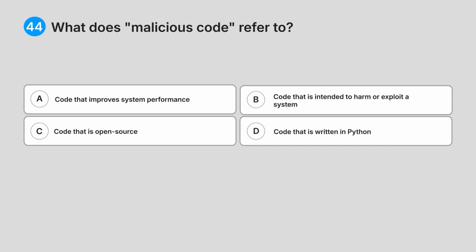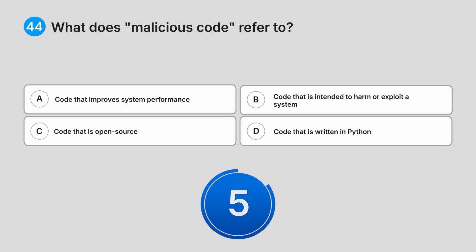A. Code that improves system performance. B. Code that is intended to harm or exploit a system. C. Code that is open source. D. Code that is written in Python. Do you know the answer?